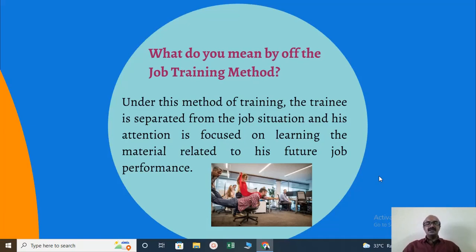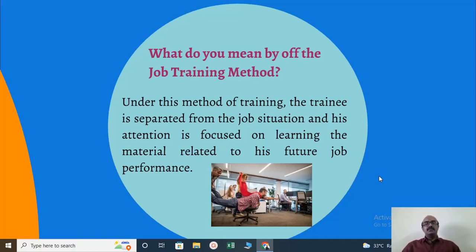His attention is focused on learning the material related to his future job performance. What he learns from outside is the same thing he is going to perform in the future in his job. That's why it is off the job training. He is totally away from the organization. There he will perform as he wants to, and a lot of learning will take place.